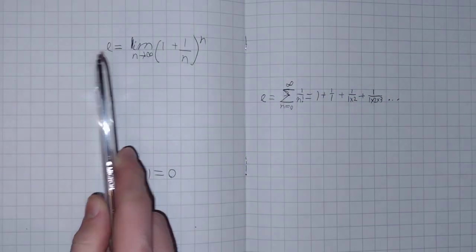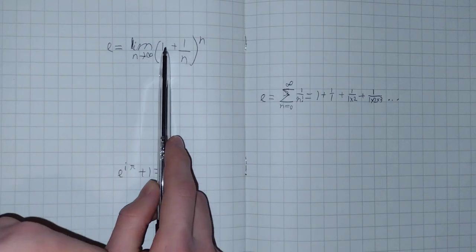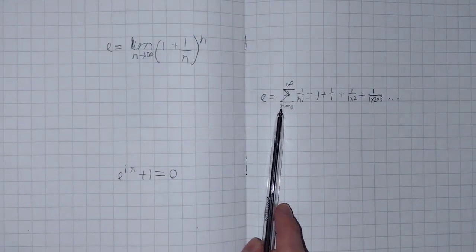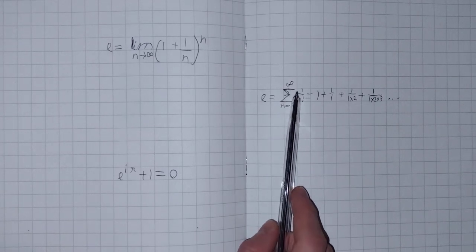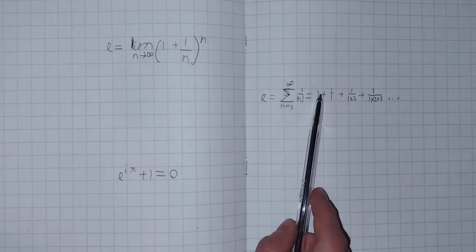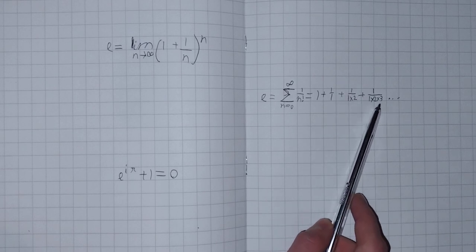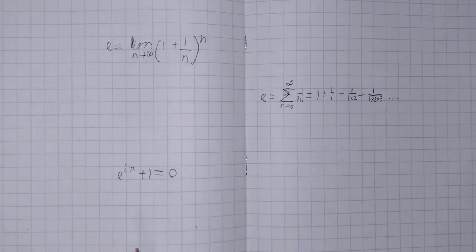E is also equal to the limit, as n tends to infinity, of 1 plus 1 over n to the n, or the infinite sum, from n equals 0 up to infinity, of 1 over n factorial, which is 1 plus 1 over 1 plus 1 over 1 times 2 plus 1 over 1 times 2 times 3, and so on.